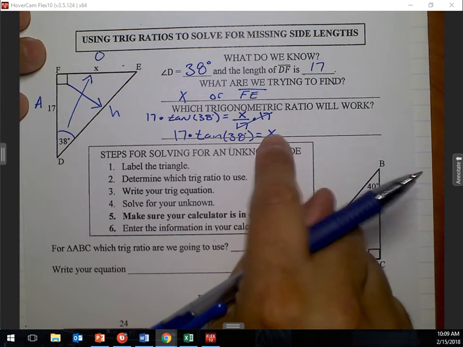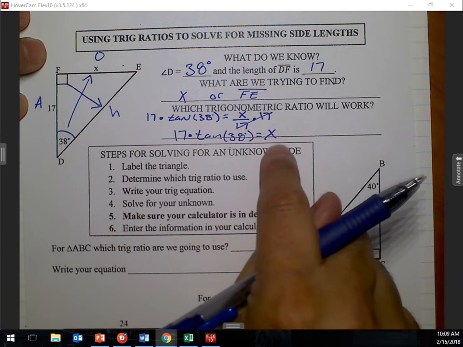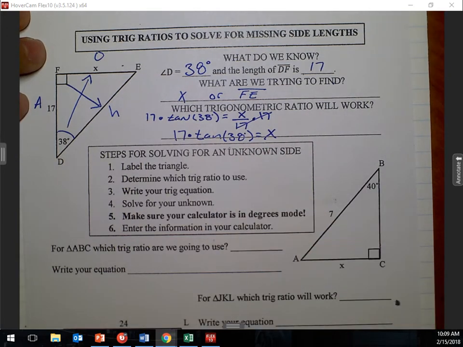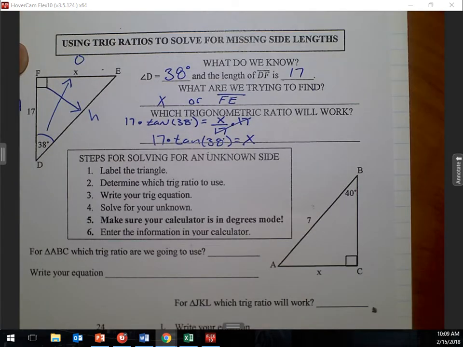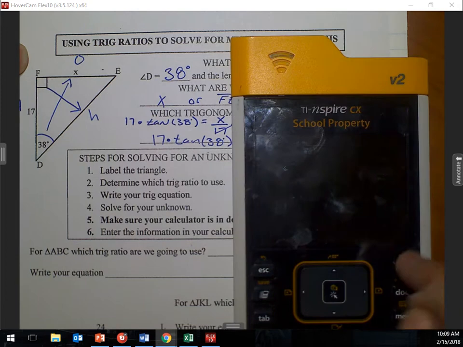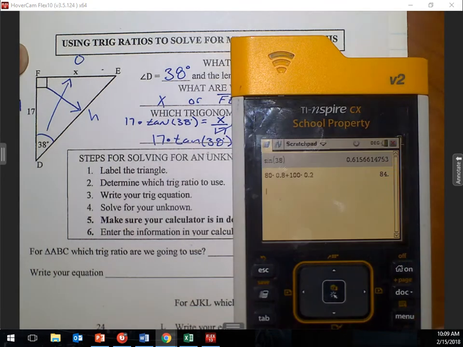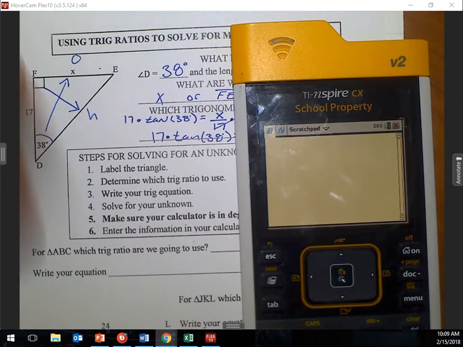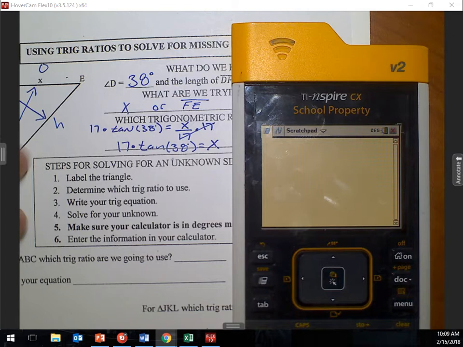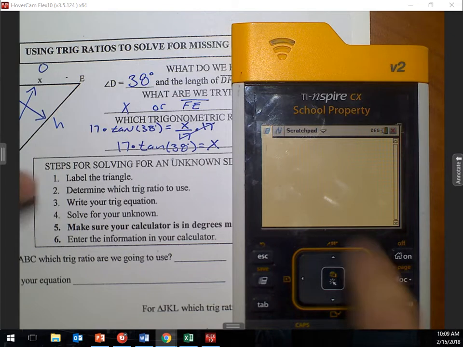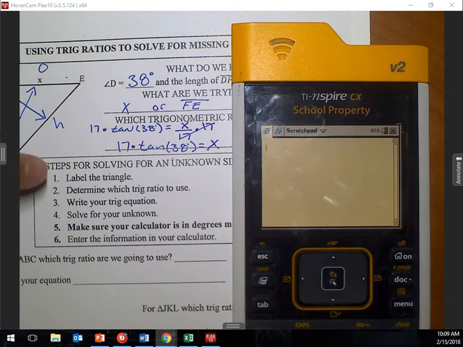Now, I have X by itself. Once you get to this point where your variable is by itself, then you can put it into the calculator. So I'm going to go ahead and do that. Let me clear it out. You guys are probably going to have a whole bunch of stuff in your calculator right now. Make sure your calculator is in degrees. It has to say DEG up in the upper right hand corner.